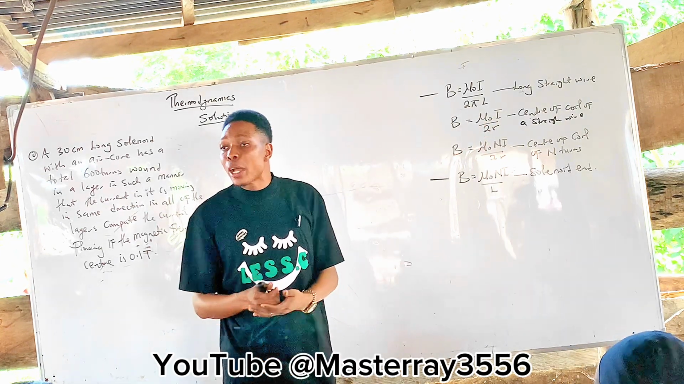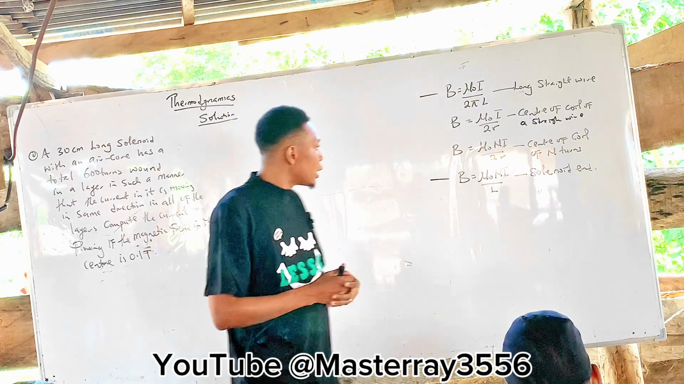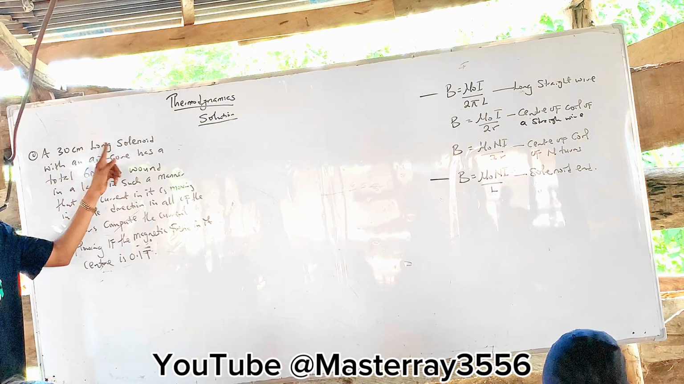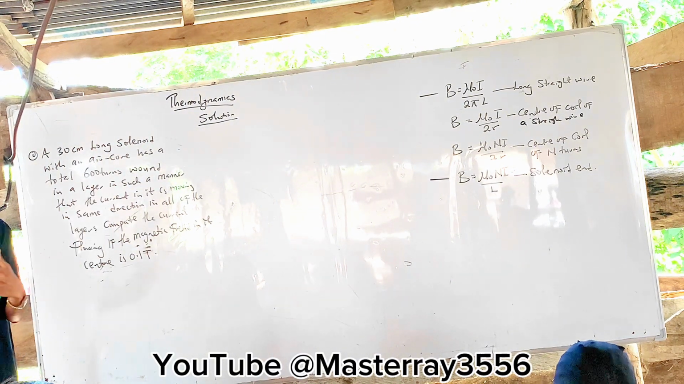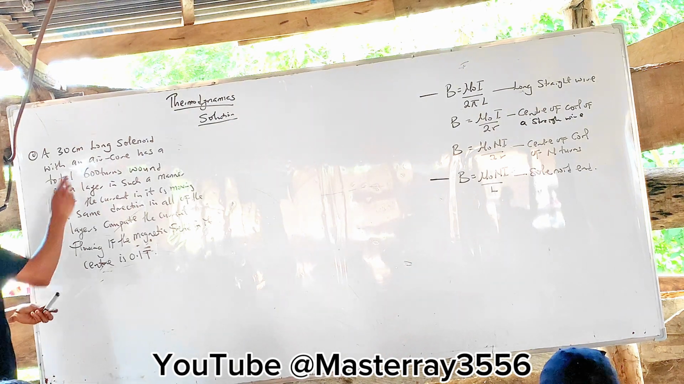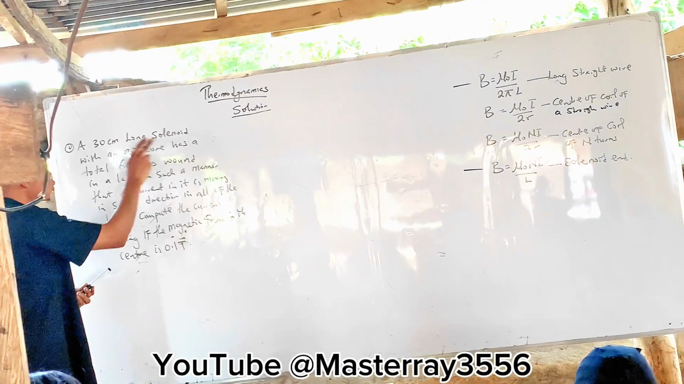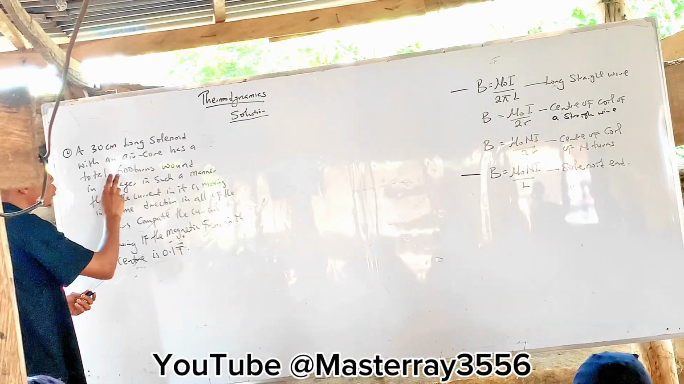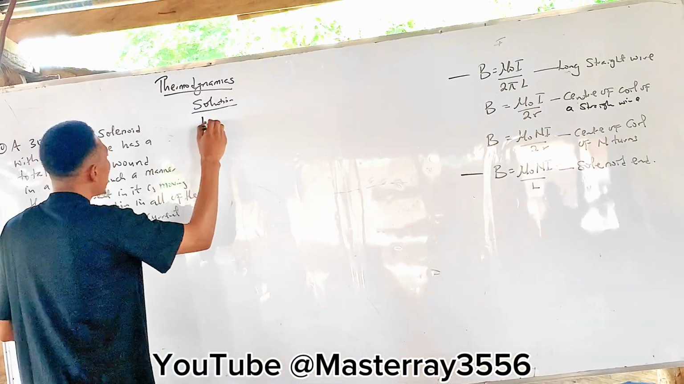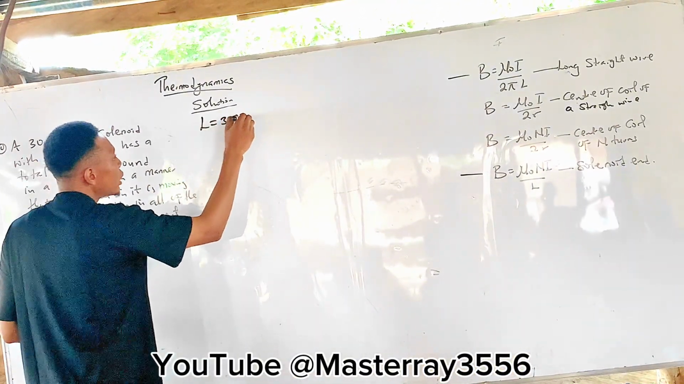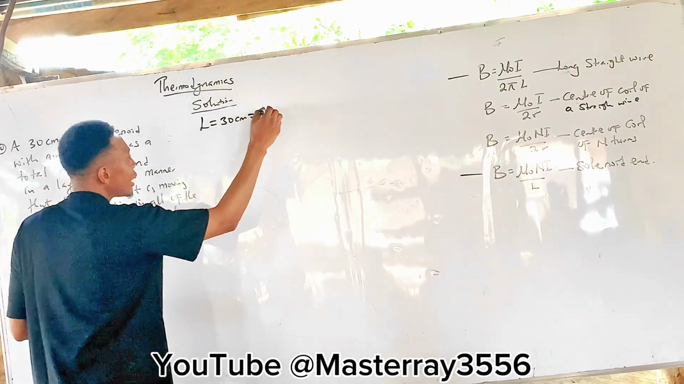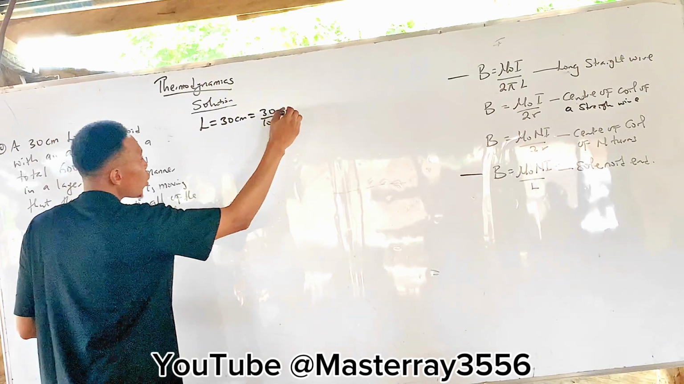So whenever you are given a question, it will be specified in the question. Now we have a question here. We are told that a 30 centimeter long solenoid, the 'long' being the length. It has a total of 600 turns. So our length is 30 centimeters, which we convert to meters by dividing by 100.